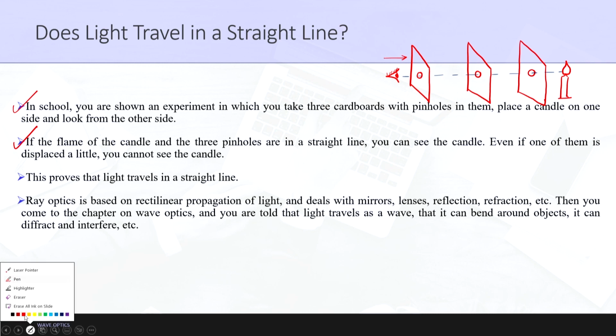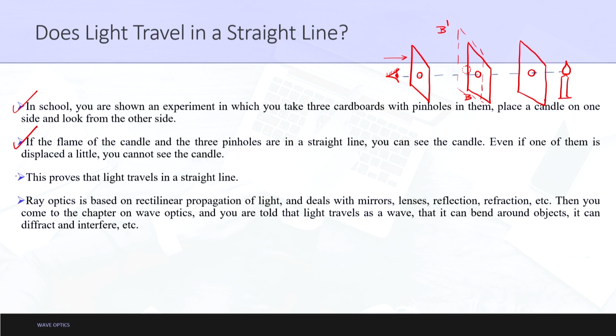Displaced as in, let me displace this one. This is the position, let me denote it as B. If I displace it somewhat here, let this be position B dash, then this hole would be somewhat here. As this is not in a straight line, there will be no viewing of the candle. So, even if one of them is displaced a little, you cannot see the candle. This proves that light travels in a straight line.